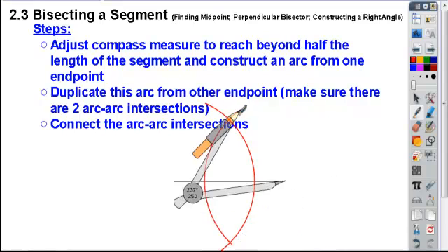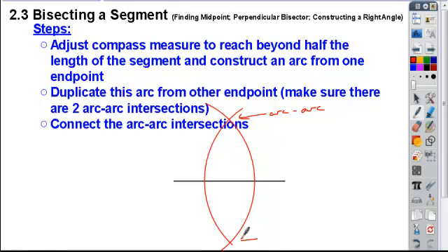And when I do this, what you want to make sure of is there are two arc-arc intersections. Okay, the arc-arc intersections are located right here and here. If you're missing either of these in a construction, you won't get full credit for showing your work. So make sure that you show both sets of these arc-arc intersections.